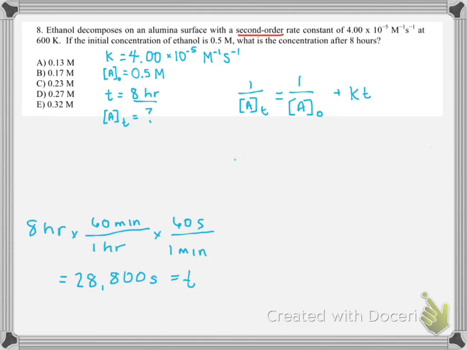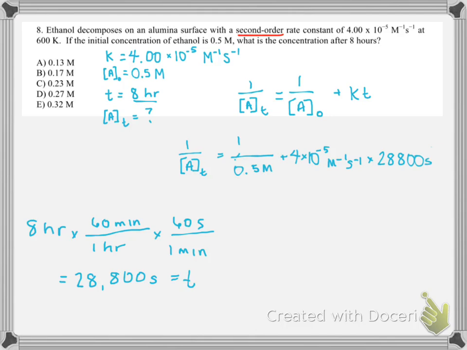Okay, so we have 1 over [A]t is equal to 1 over 0.5 molar plus 4 times 10 to the negative 5th molar inverse second inverse, times 28,800 seconds.